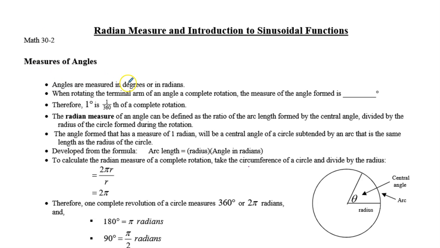So angles are measured either in degrees, which you have heard of and done a lot of, or in radians, which is new. What is a radian? And we'll learn that in a sec. When rotating the terminal arm of an angle, a complete rotation, when you go once around the circle, we know that we have 360 degrees in a circle, which means that 1 degree is 1/360th of a complete rotation. So if I started here, 1 degree is 1/360th, right? If we divide this into 360 equal little parts, each of them will be 1 degree.